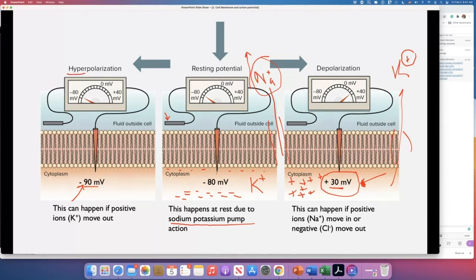And then everything is going to go back to normal because the sodium-potassium pump is going to reestablish the initial steady state. This is in a nutshell what happens. This explains the resting membrane potential, the depolarization, and the hyperpolarization that occurs in these membranes.